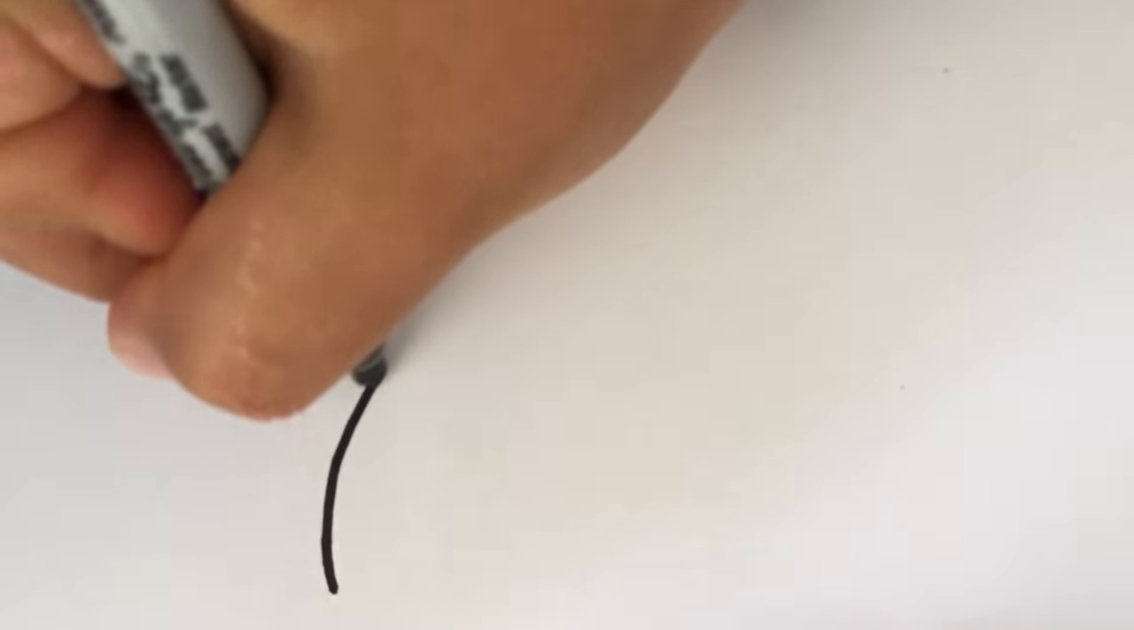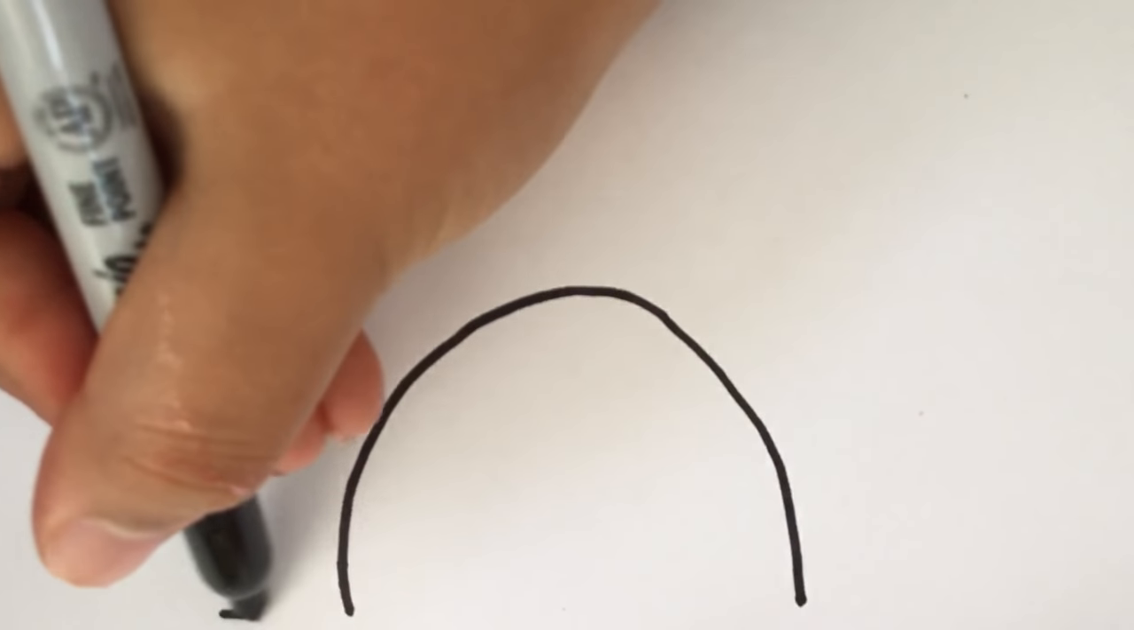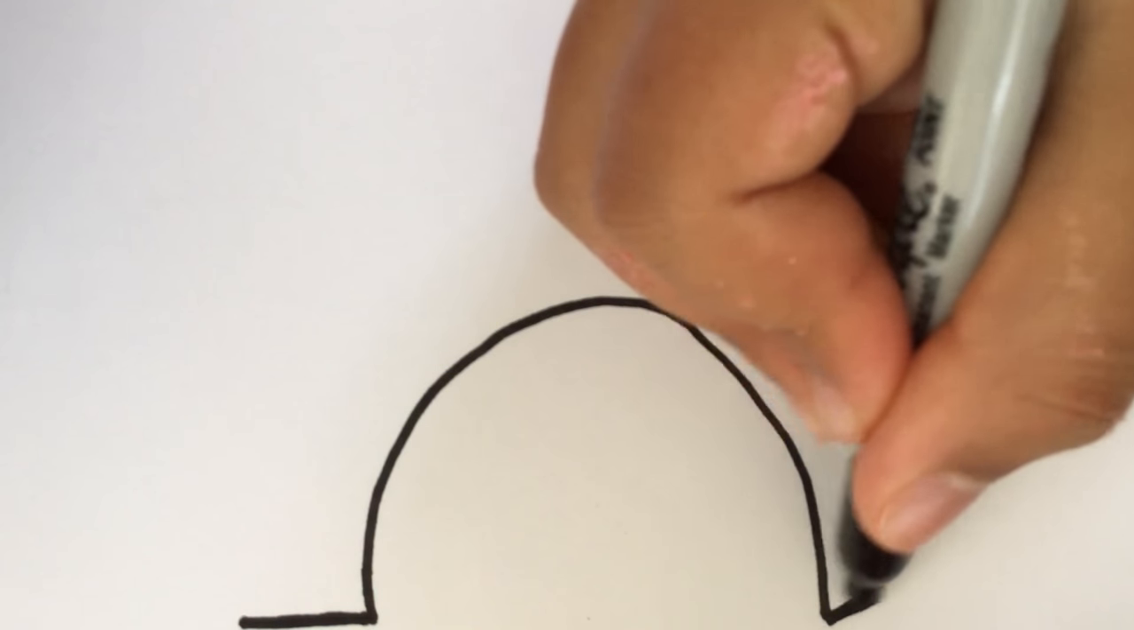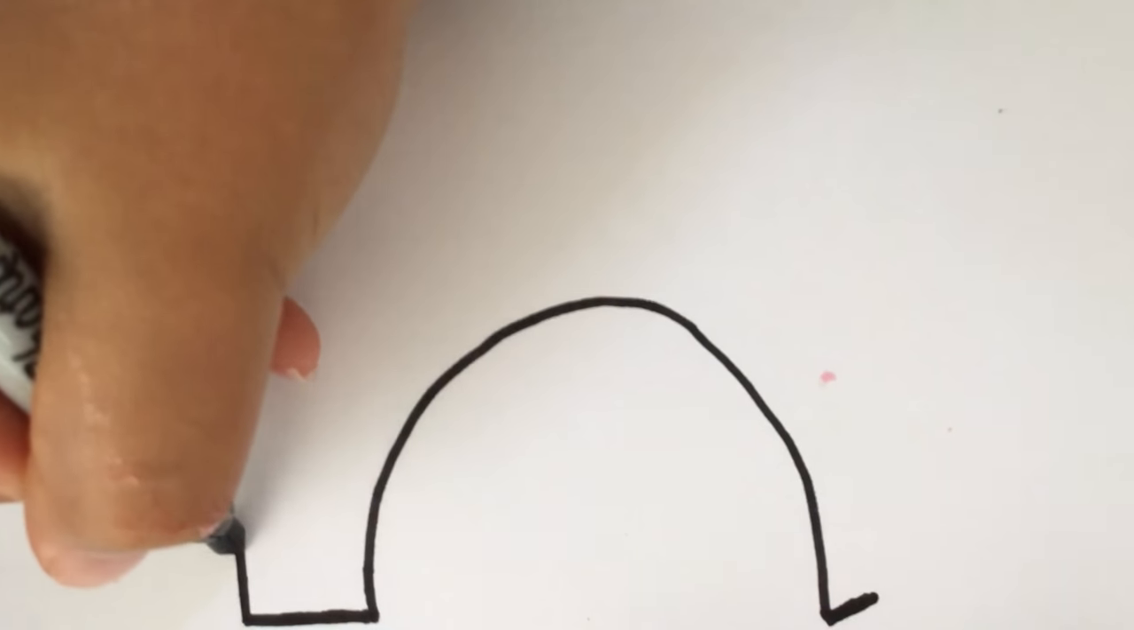This is more of a cartoon shark, so we're gonna start out with a U. And then just draw a line up here. That's gonna be the top of the mouth. And then you're gonna draw just a little diagonal line right there. Then we are going to draw the rest.